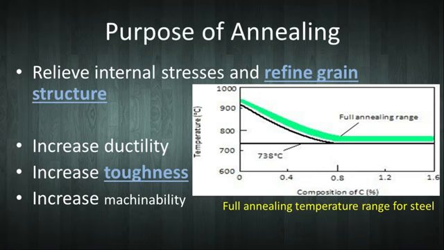Purpose of annealing. Annealing is used to relieve internal stresses and refine grain structure. It is also used to increase ductility, toughness, and machinability. In simple words, annealing is used to soften the material.